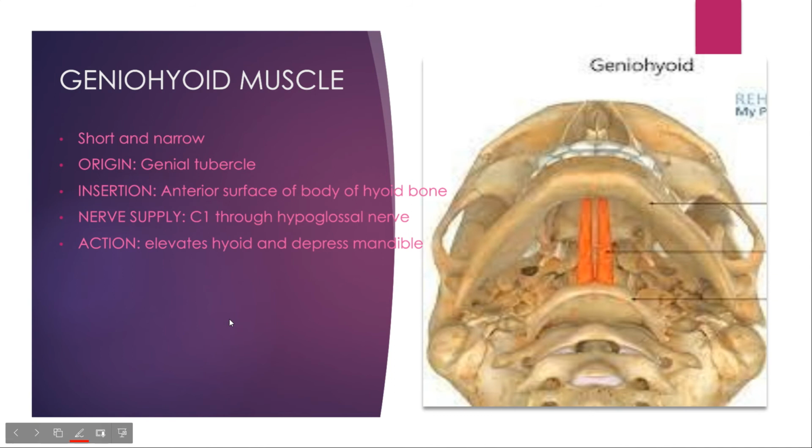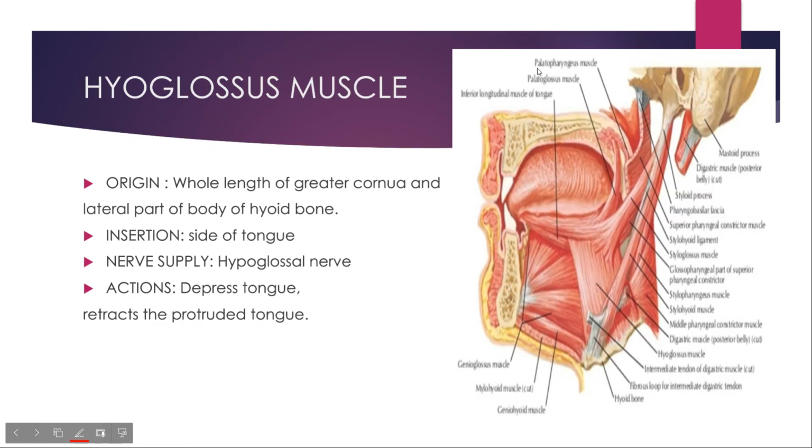Next we are going to see about the geniohyoid muscle. It is a short and narrow muscle that lies above the medial part of the mylohyoid muscle. In this image we clearly appreciate geniohyoid from the genial tubercle, that is, the inferior mental spine, to the hyoid bone, that is, the anterior surface of the body of the hyoid bone. The fibers run backwards and downwards to the insertion. The nerve supply is C1 through the hypoglossal nerve, and its action is to elevate the hyoid bone and depress the mandible.